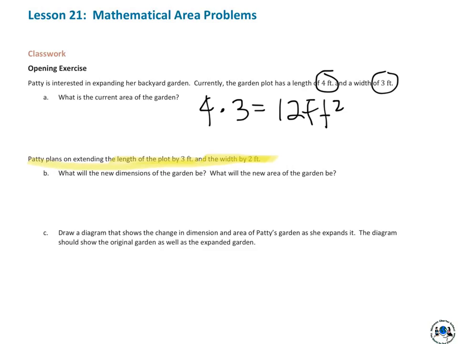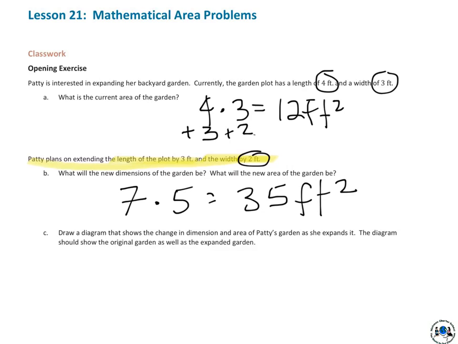Okay, so if we know that Patty's planning on extending the length of the plot by 3 feet and the width by 2 feet, we can of course just add to that. We have a length of 4 right here, so she's going to do that plus 3. If we added 3 to that, that's going to be 7, and then we're going to multiply that by, and we're going to add another 2 feet to the width. Plus 2 there, and so that's going to be 5, and that's going to equal 35 square feet. So the new garden area would be 35 square feet.